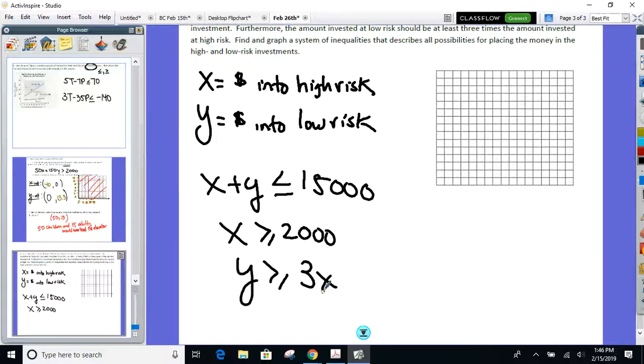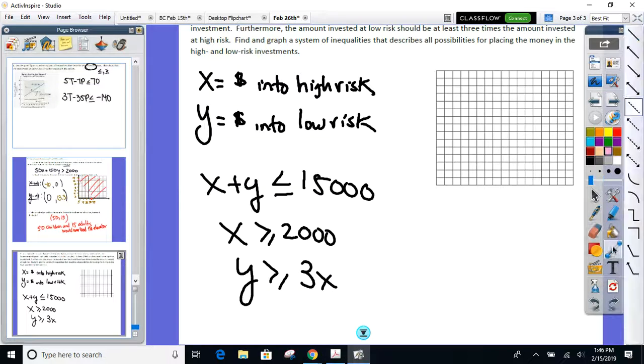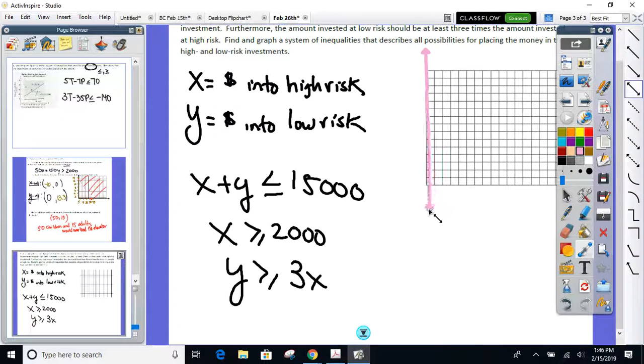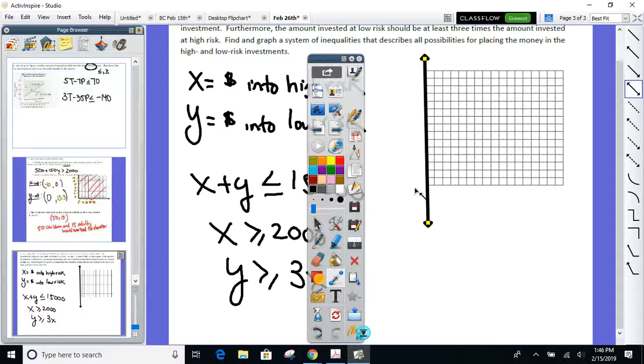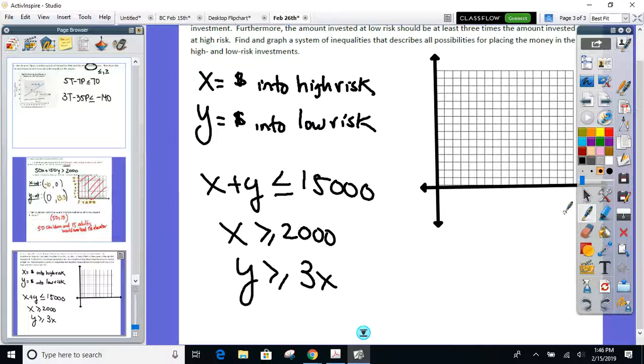All right, let's graph them. Remember, we don't need these anymore. You can't have a negative amount you invest. All right, so stick with the first quadrant. Okay, let's graph the first 2 because the last one's going to be a little tricky. Okay, find your X and Y intercept for that first one.